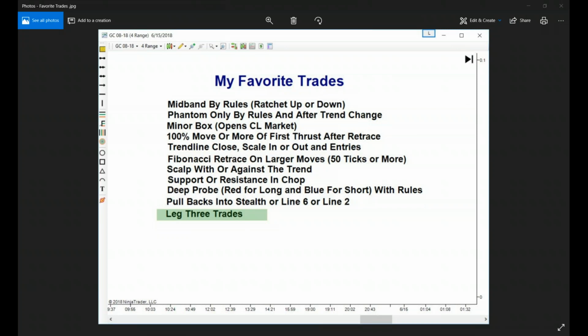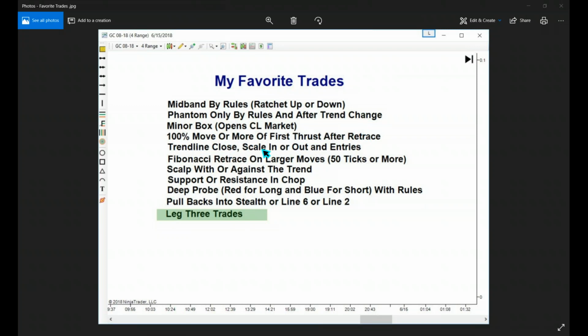Okay, but favorite trades are mid-band, but by the rules. Ratchet up or down before you take these mid-band trades, and I'll show you exactly what I'm talking about. Phantom only by the rules and after a trend change. Okay, minor box opens, we love those in the CL market all the time. They're great trades. A 100% move or more of a first thrust after a retrace, that's another good trade. Trendline closes are great.